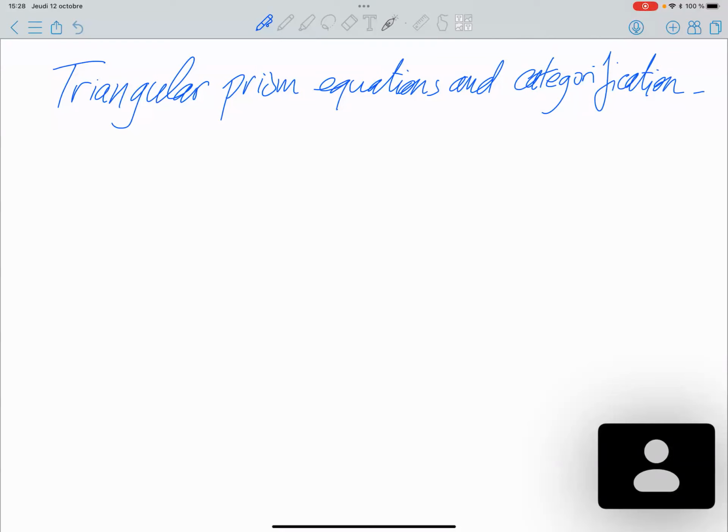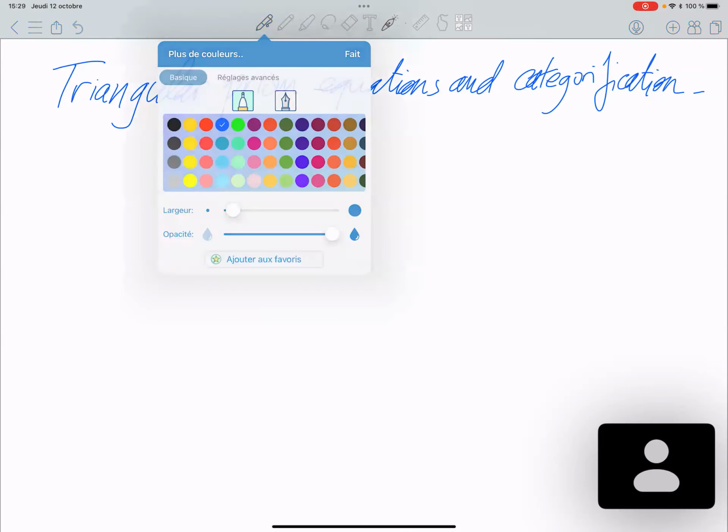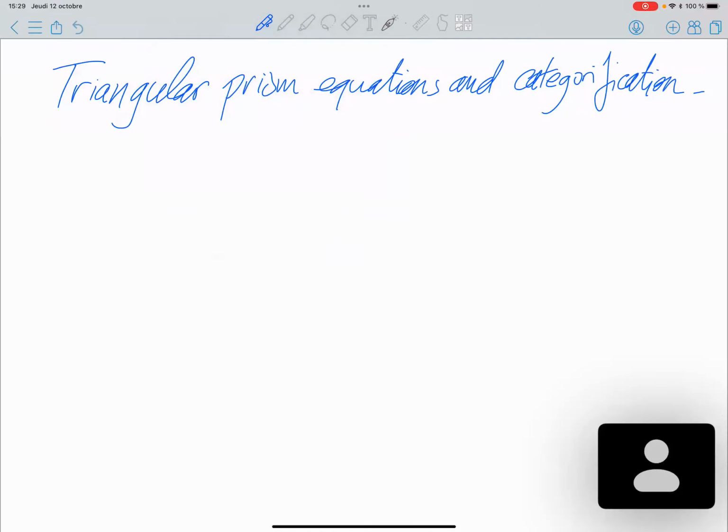Okay, so today is the first session of the new course this semester called Triangular Prism Equation and Categorification. So today we will introduce the topic.